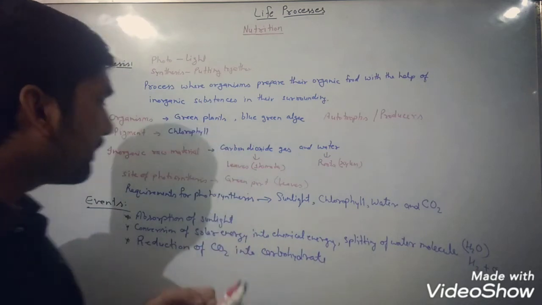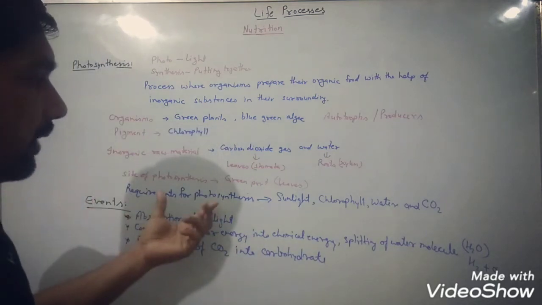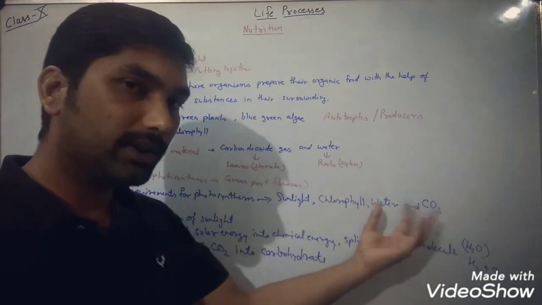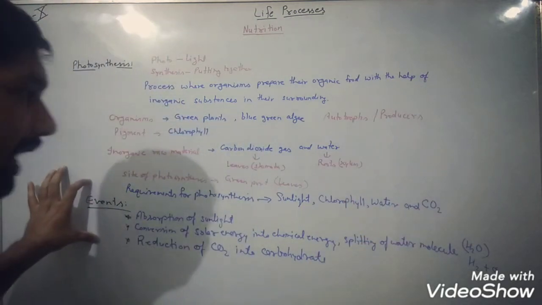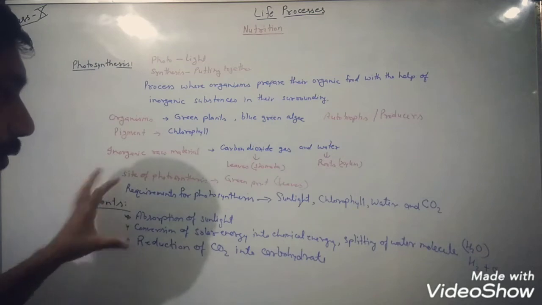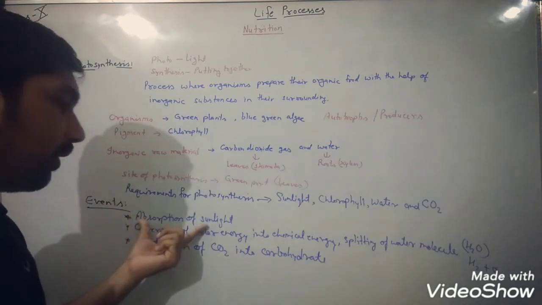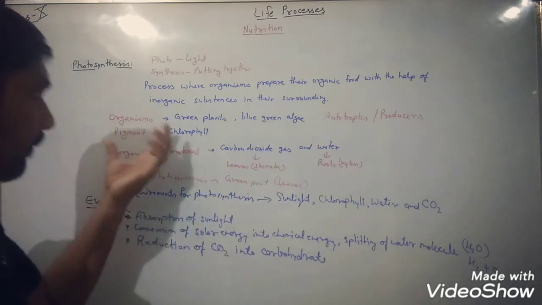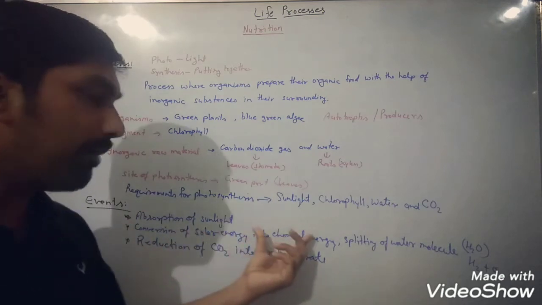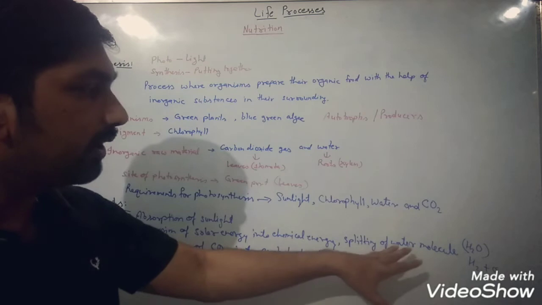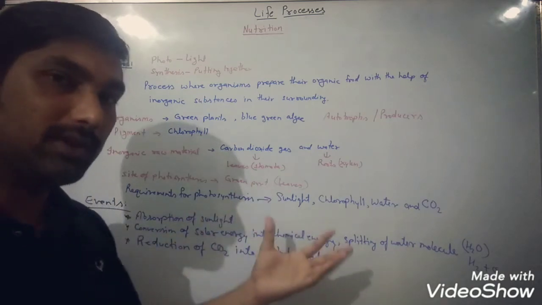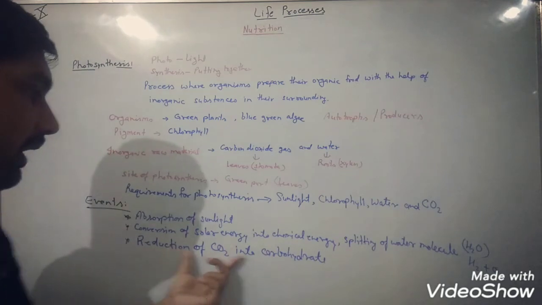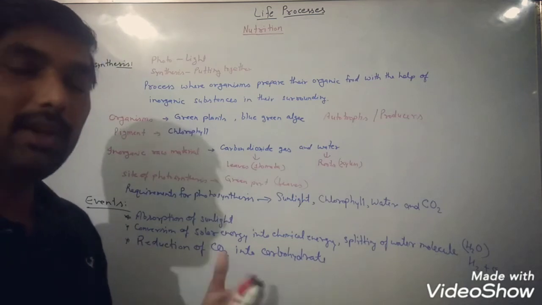When we talk about the requirements of photosynthesis, there must be the presence of sunlight, chlorophyll, water and carbon dioxide gas. Now when we talk about what is happening during this process, these events take place. The first one is absorption of sunlight. First of all, the sunlight will be absorbed by chlorophyll. Then in chlorophyll again, conversion of solar energy into chemical energy, and meanwhile the water molecule will be broken down into hydrogen and oxygen atoms, and finally the reduction of carbon dioxide gas into carbohydrate, and finally glucose will be formed.